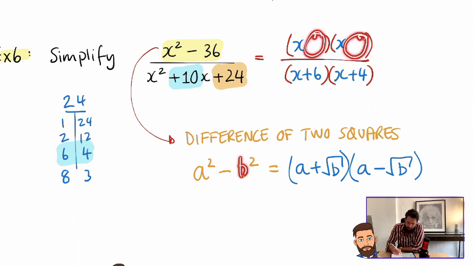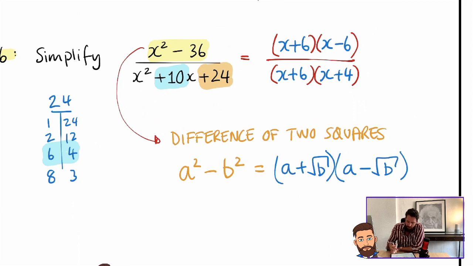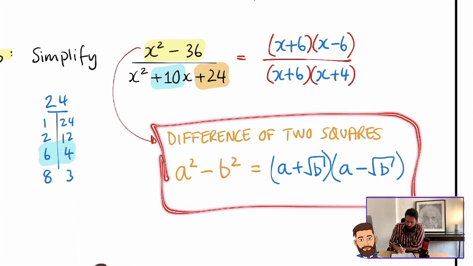Well, what is our b? Our b here is 36. Okay. What's the square root of 36? 6. So I need a plus 6 and a minus 6. Now, this always throws students when they see it in an algebraic form where it can be applied to anything. It always makes them a bit confused.